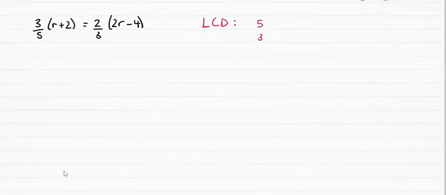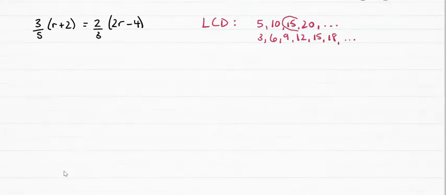So the multiples of 5 would be 5, 10, 15, 20, etc. The multiples of 3 would be 3, 6, 9, 12, 15, 18, etc. And we would keep listing until we find the lowest number in common. And we see here that the lowest number in common between these lists is 15. So our lowest common denominator for this equation would be 15.